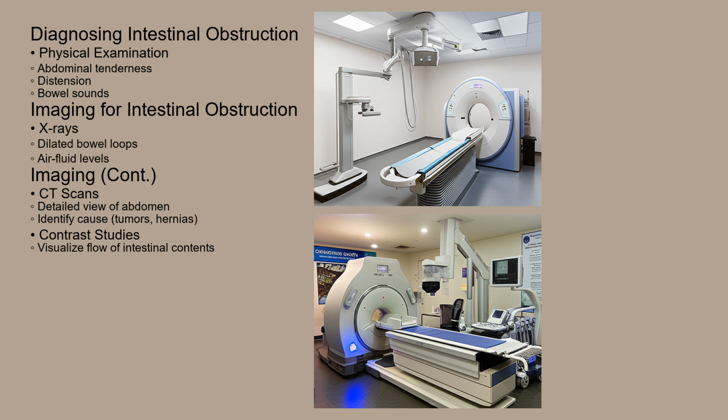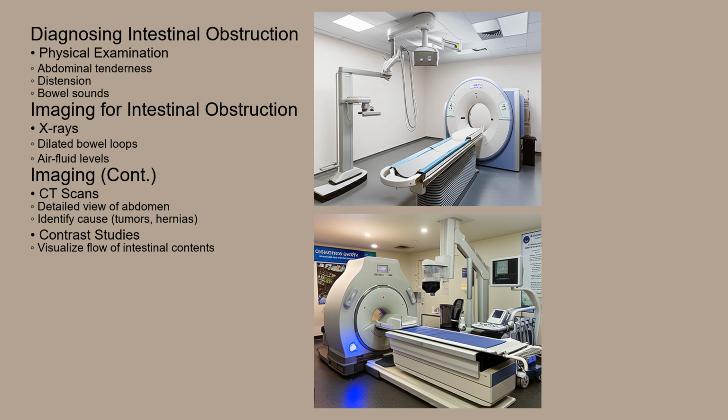Diagnosis typically involves a combination of physical examination and imaging studies. A physical exam will assess for abdominal tenderness, distension, and bowel sounds. Imaging is critical for confirming the diagnosis and identifying the location and cause of the obstruction. X-rays of the abdomen can reveal dilated loops of bowel and air fluid levels, which are characteristic of obstruction.